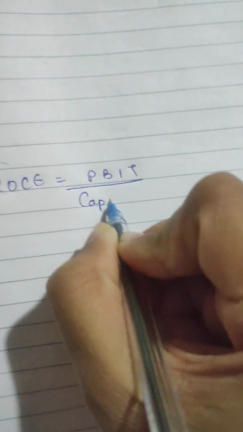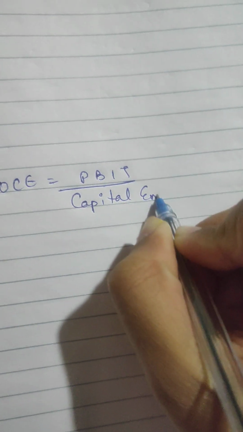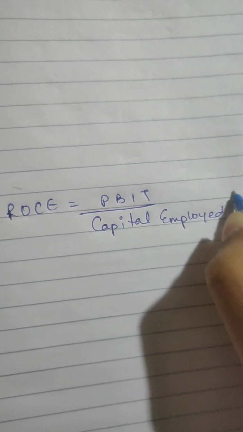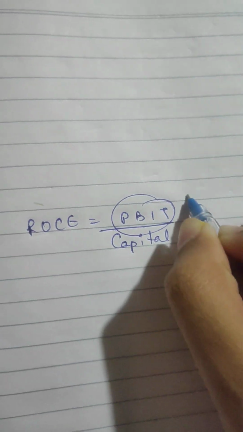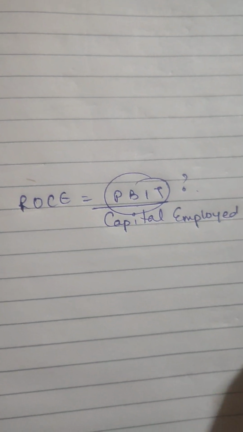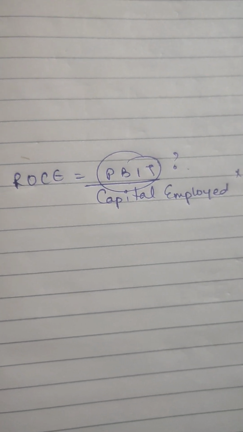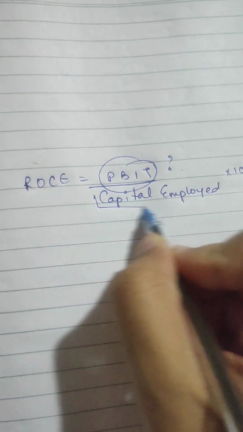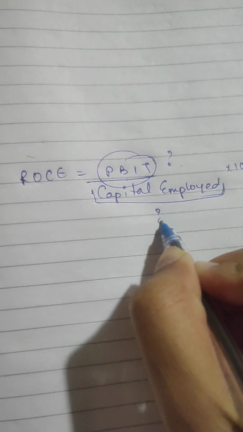Return on capital employed is equal to PBIT upon capital employed, multiplied by 100. What is PBIT? Profit before interest and tax upon capital employed. Now you will have a question: why is it profit before interest and tax and not PBAT, that is, profit after taxes? We will understand that, but before that let's understand the concept of capital employed.